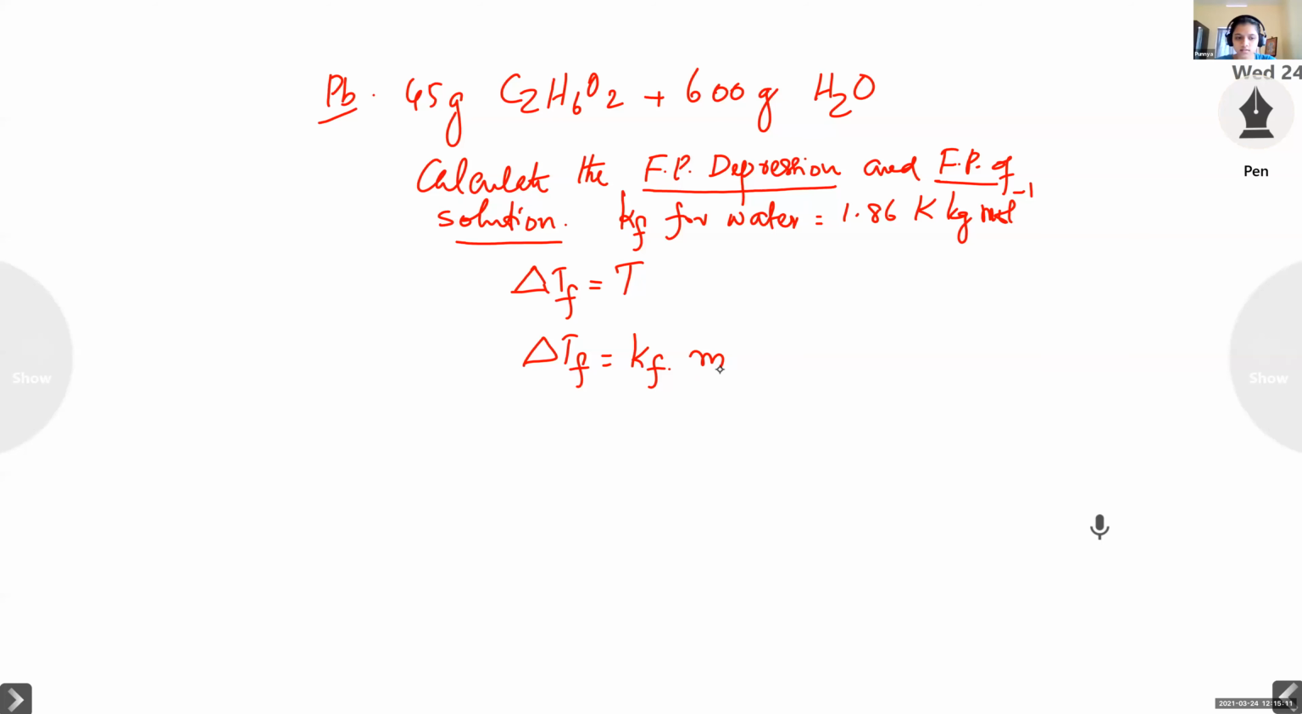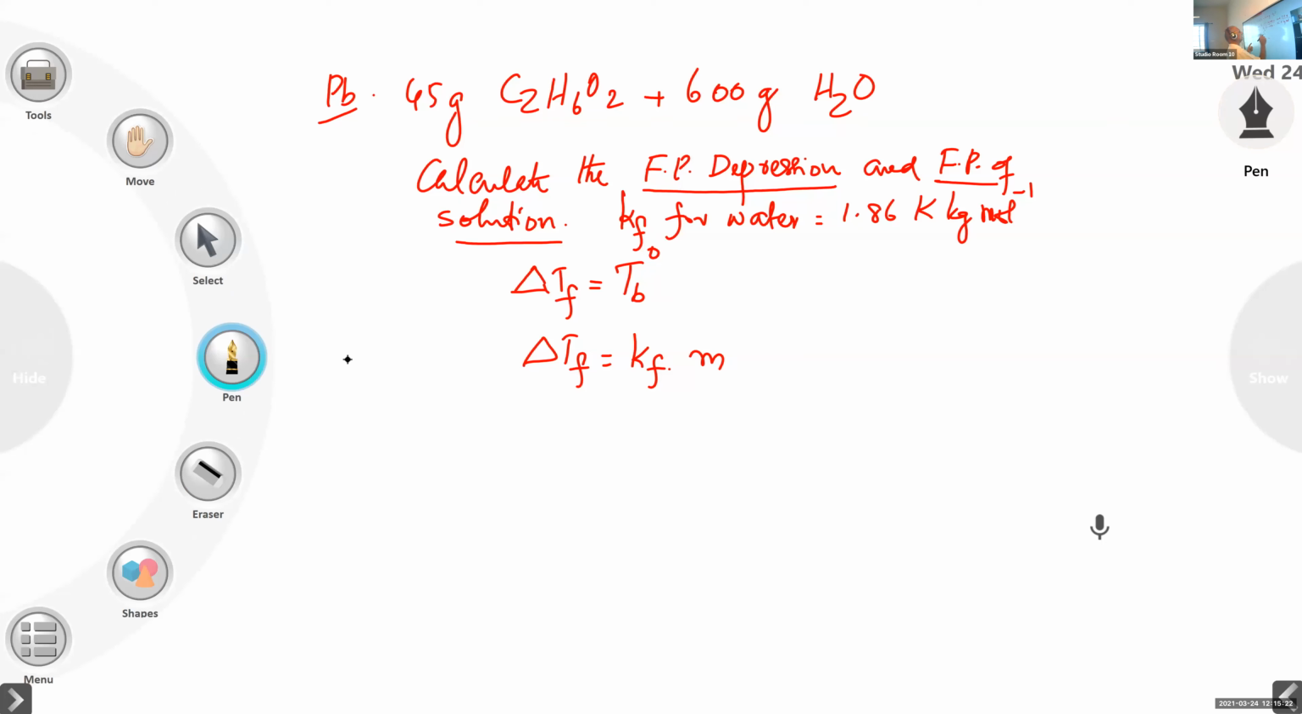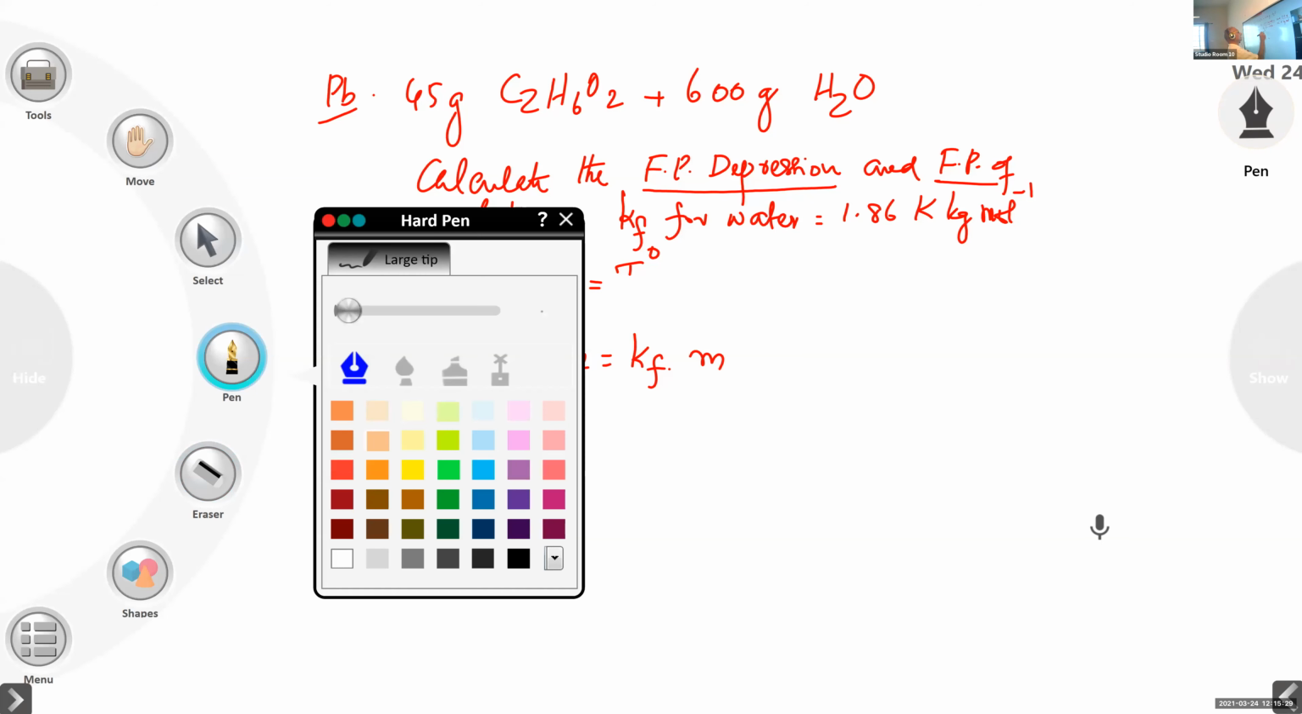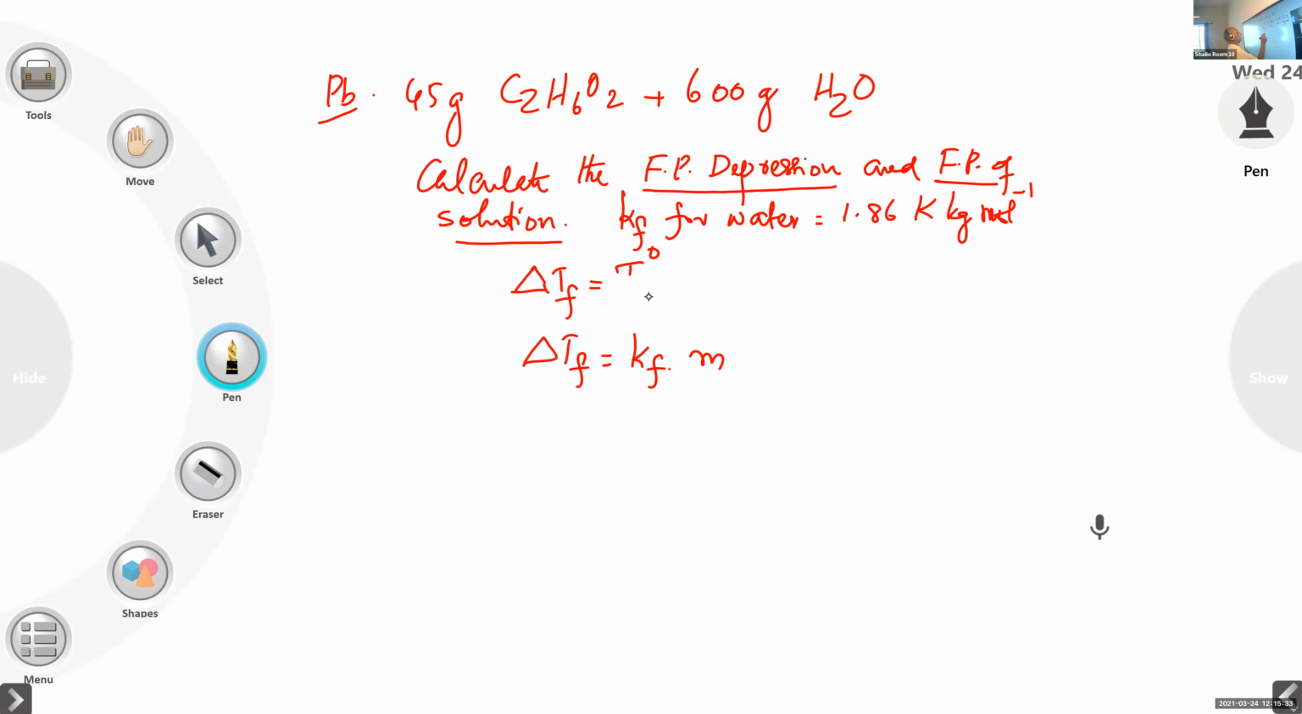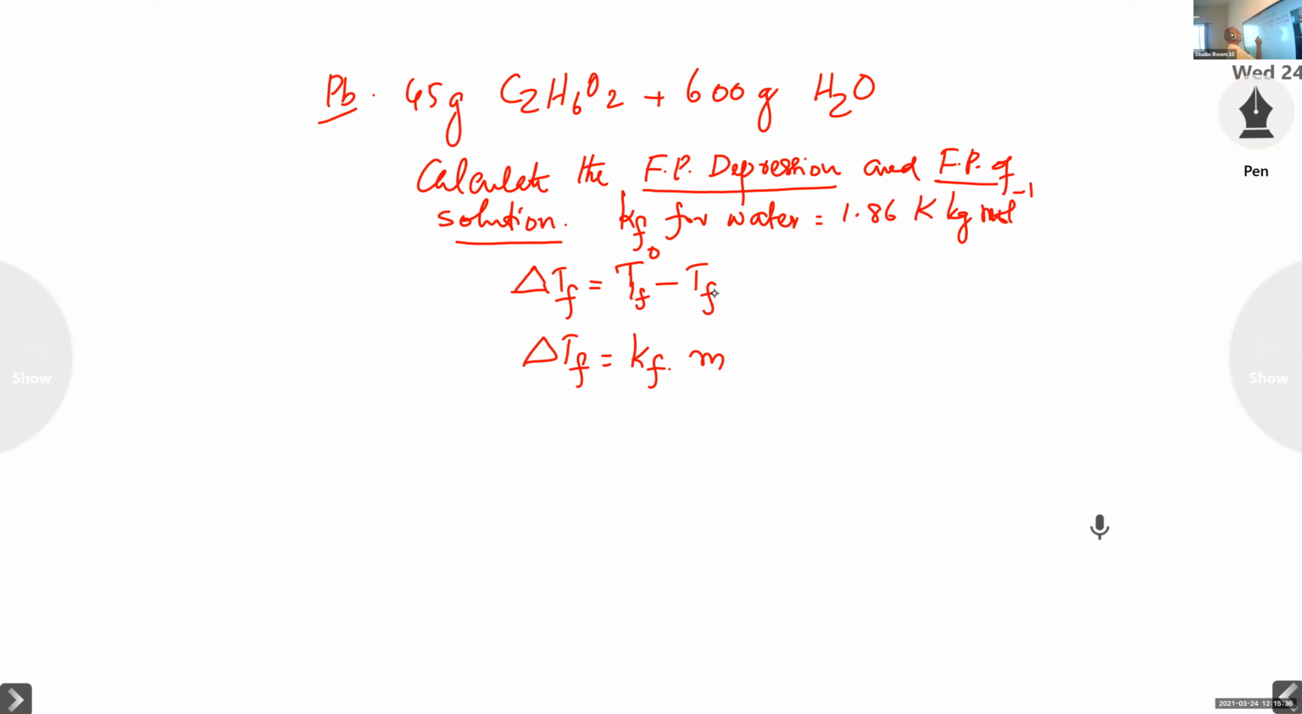Then delta Tf is equal to, from the freezing points of the solvent and solution, Tf0 minus Tf. It is F, not B. That is another equation. You look at these equations. Only three equations you have studied. First one is this, delta Tf is equal to Tf0 minus Tf.